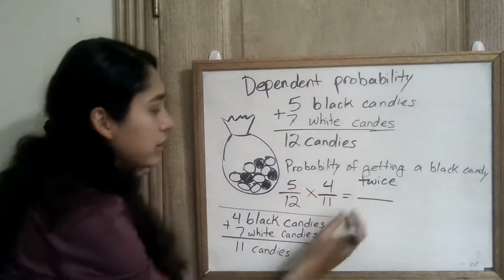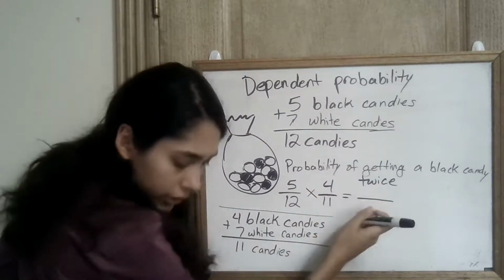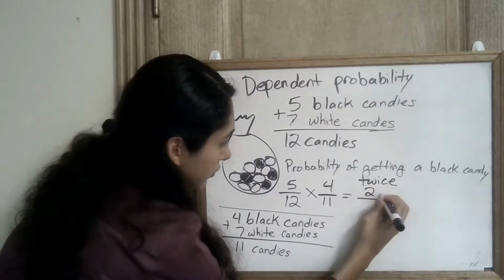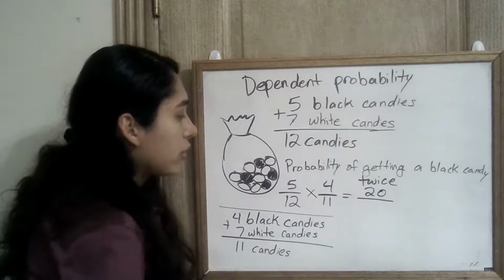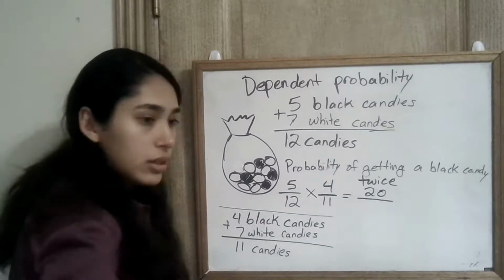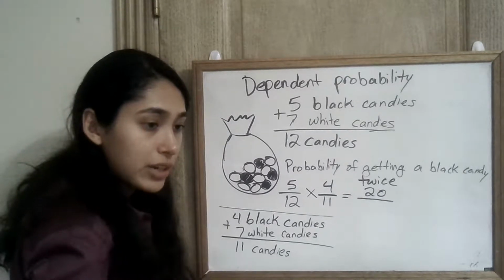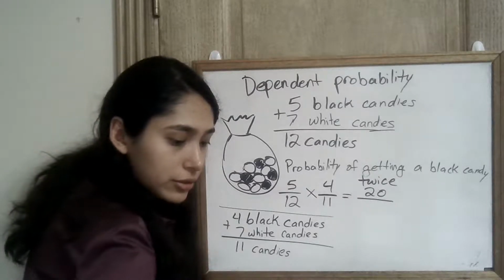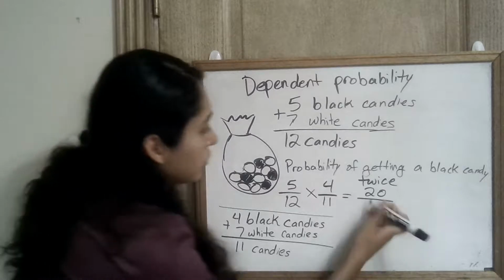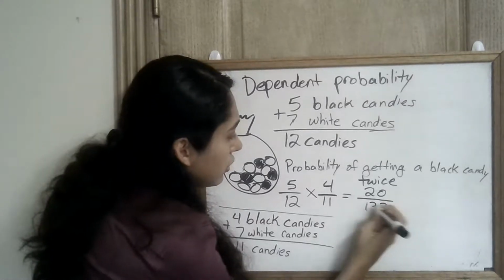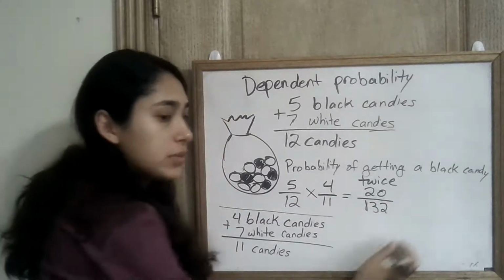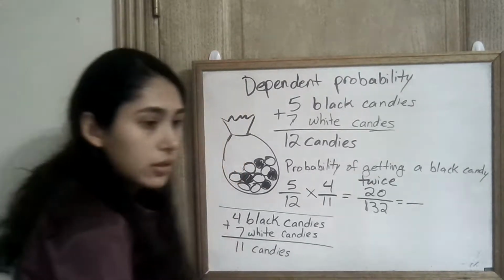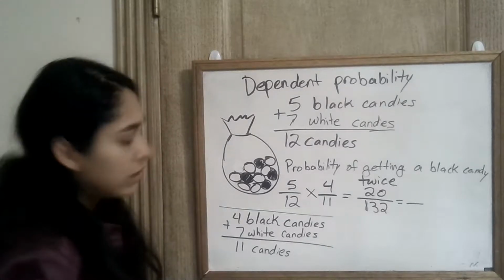So if I multiply straight across, I get the same thing as 20. And then 12 times 11, I just want to double check my math, make sure I remember my multiplication tables from earlier years, is 132. All right, I think I can go ahead and simplify this. No, actually, I can't. 11 is a prime number.